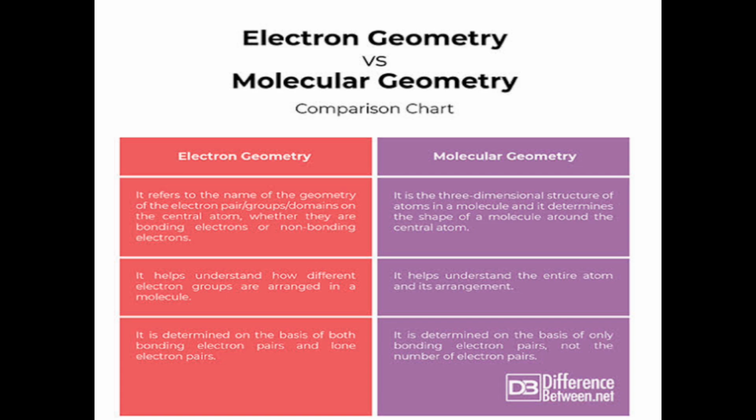Then electron geometry is determined on the basis of both bonding electron pairs and lone pairs, while molecular geometry is determined on the basis of only bonding electron pairs, not the number of electron pairs. So these are salient differences between the two.